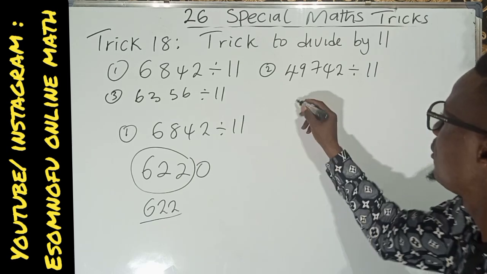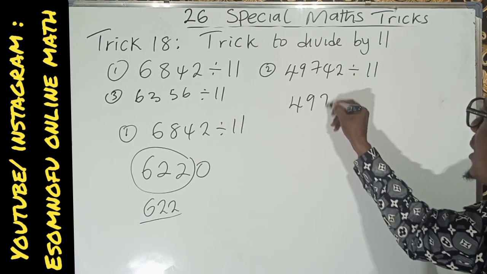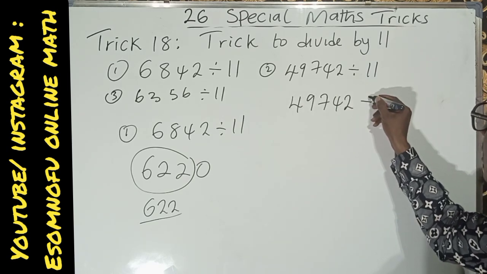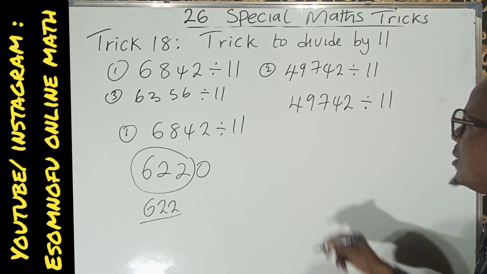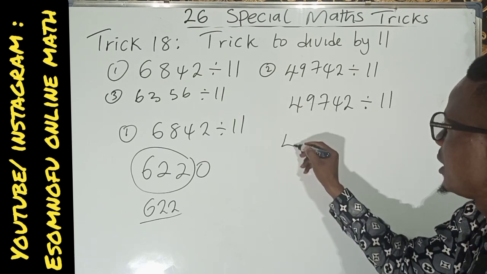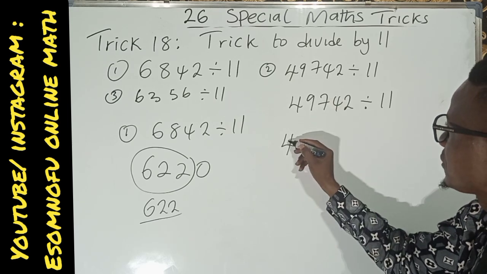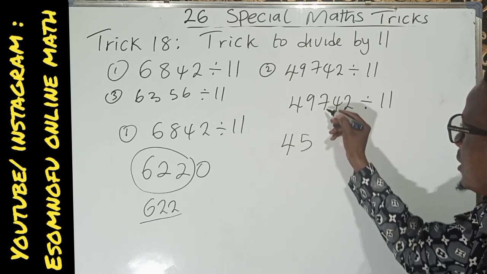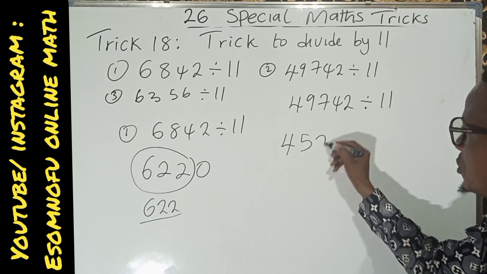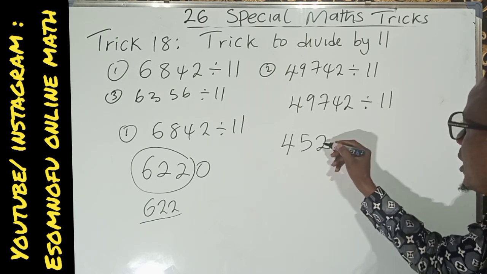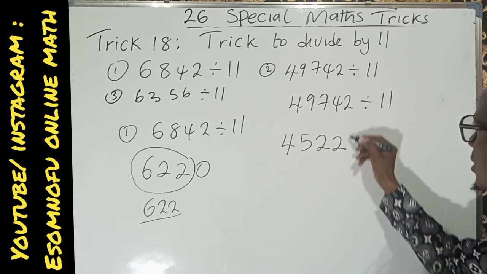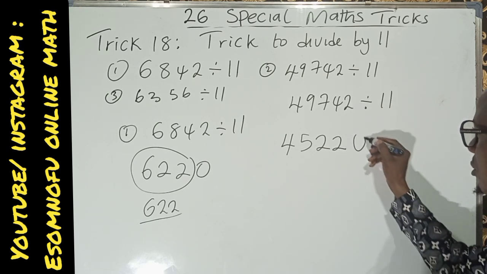For the second one, we will have 49742 divided by 11. The first digit here is 4. You write 4. 9 minus 4 is 5, you write 5. 7 minus 5 is 2, you write 2. 4 minus 2 is 2, you write 2. And 2 minus 2 is 0, you write 0.